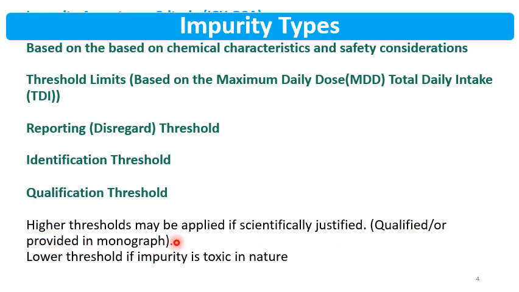Now you may have a question: when can I have a limit more than this qualification threshold? If you qualify the impurity and the impurity is present in the monograph, then the qualification threshold can be widened. A lower threshold applies if the impurity is toxic in nature. It is not always the case that you will get the ICH limit for the qualification threshold. Sometimes if the impurity is toxic in nature, lower than the qualification threshold limits are given to that impurity.